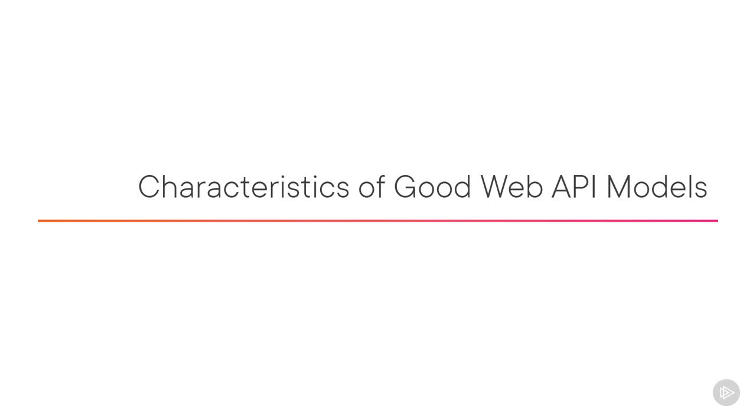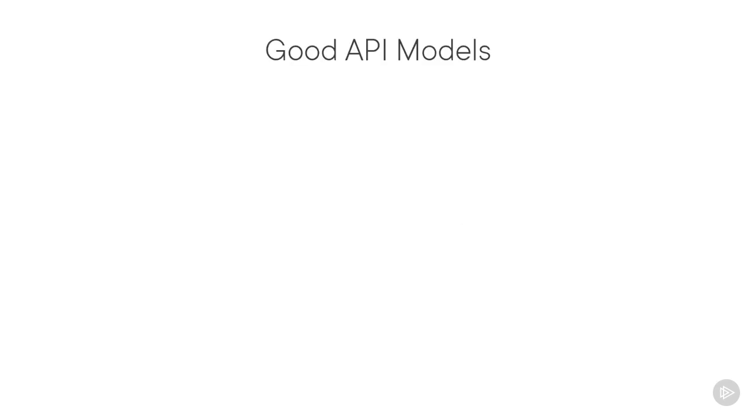Let's consider some characteristics of good API models. We'll start by looking at 4 characteristics of good models. First, they should be well named. This can be difficult. Naming is hard, but it's one of the most important things you need to consider as part of your API design. It will impact both models and your URIs.